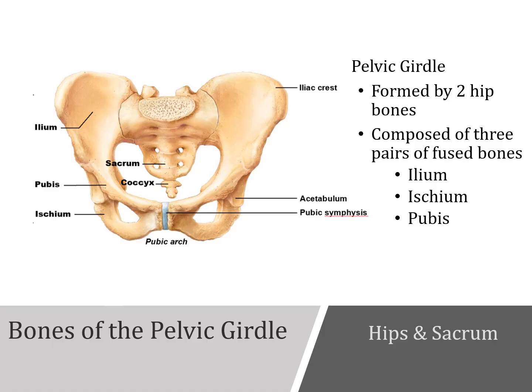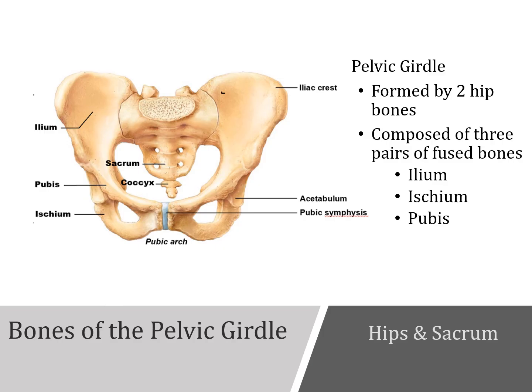Then we have our pelvic girdle. So pelvic girdle, like our pectoral girdle, is where the limbs are going to connect to the axial skeleton. So pelvic girdle is part of the axial skeleton also. It's going to connect the limbs to the axial skeleton. It's going to be composed of your hip bones, and your hip bones are actually 3 bones together.